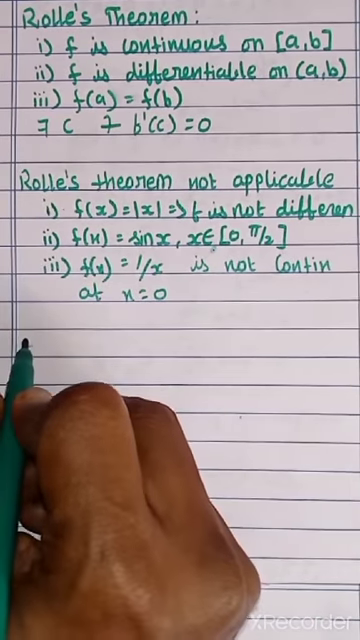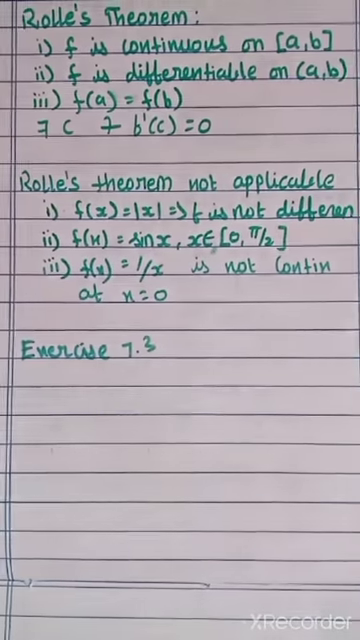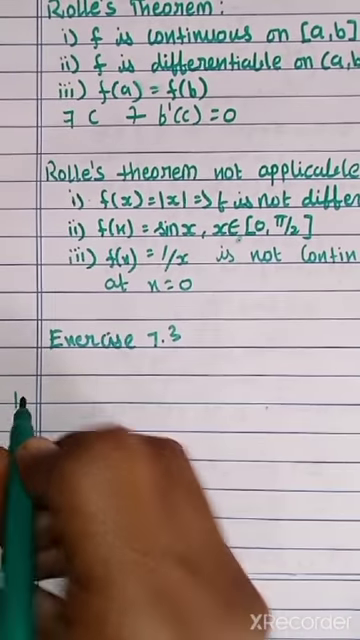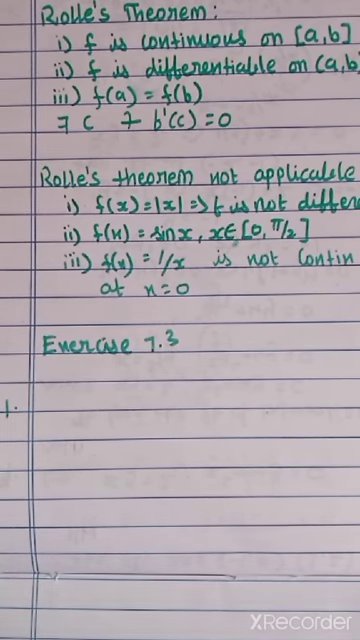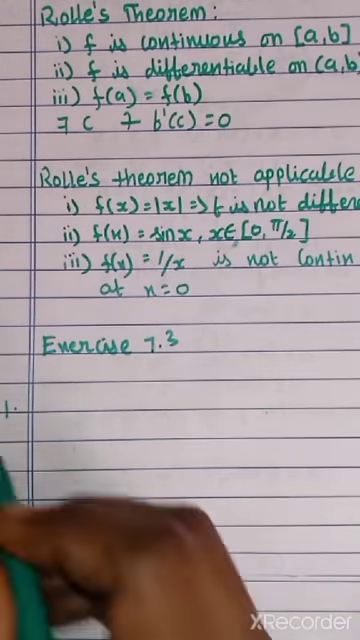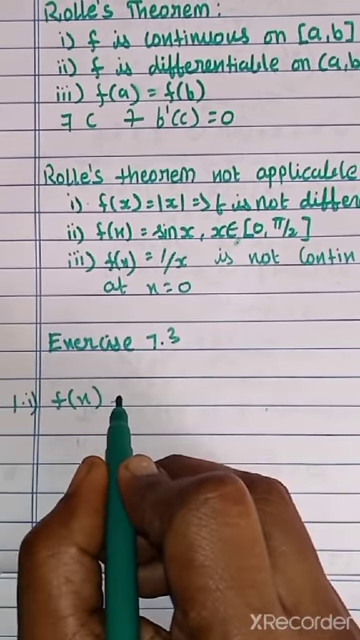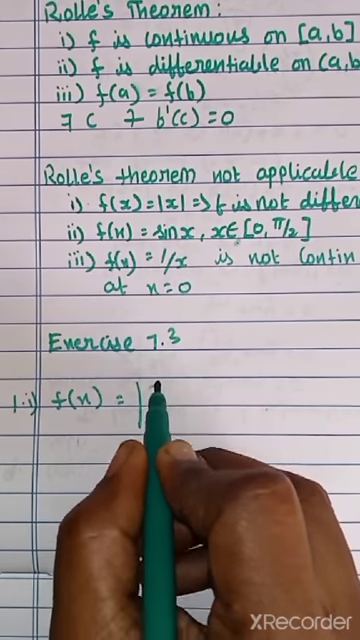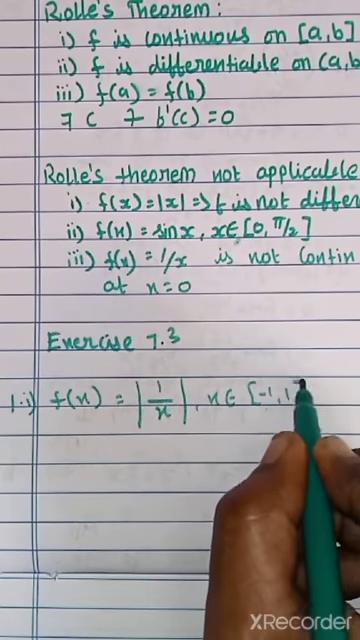Take your Exercise 7.3, your first problem. Explain why Rolle's theorem is not applicable to the following function in the respective interval. So the first problem is where Rolle's theorem is not applicable, as they have given. We have to give only the reason why it is not applicable. So first problem, first subdivision, f of x equal to mod 1 by x, where x belongs to minus 1 comma 1.